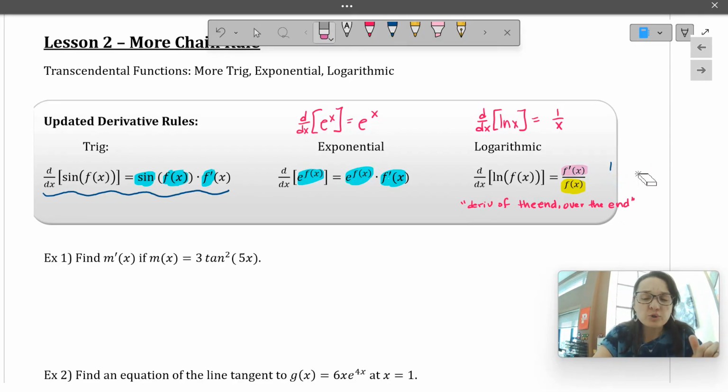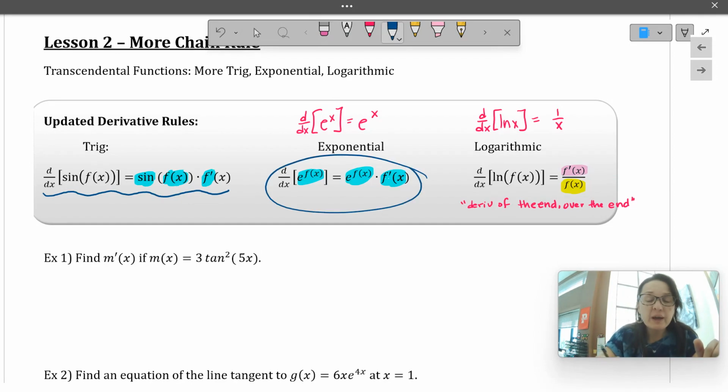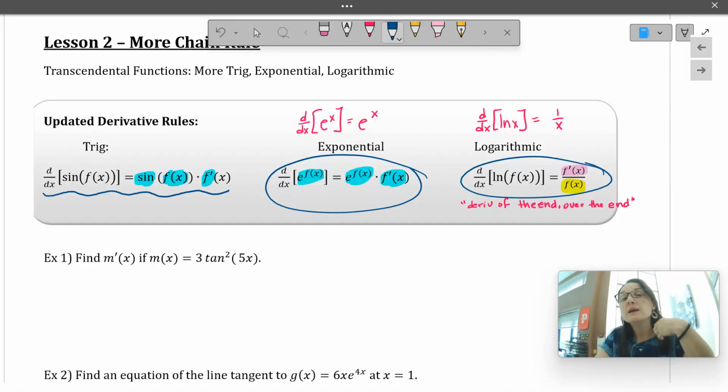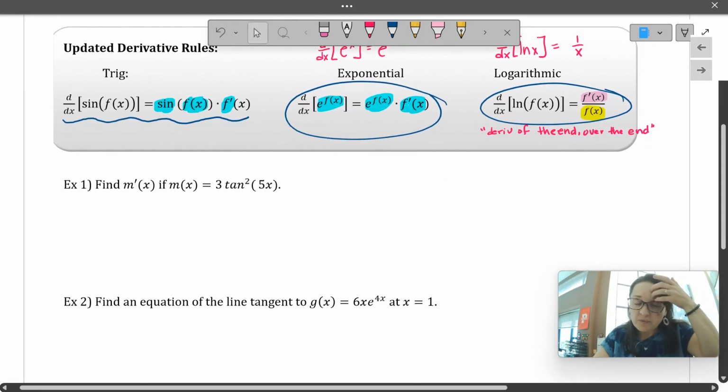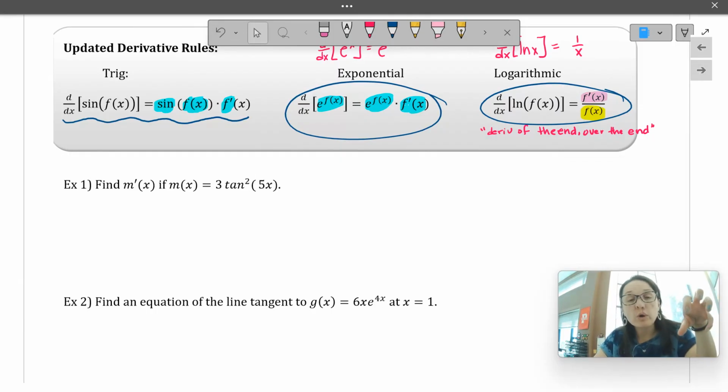Now, I've really just rambled a whole bunch right now. I just need you to memorize these. The derivative of an exponential is itself times the derivative of the exponent. The derivative of an ln is the derivative of the end over the end. And now we just use it. So right here, it says find m prime if m of x is 3 times tan squared 5x.